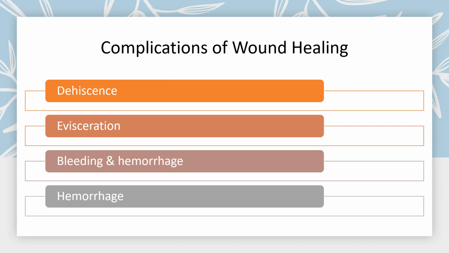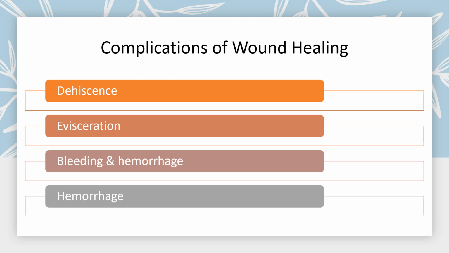Dehiscence generally occurs 7 to 10 days after surgery and is often preceded by serosanguinous discharge from the wound. If dehiscence occurs, the nurse should notify the healthcare provider, administer pain medications as prescribed, cover the wound with moist, sterile dressings, implement IV therapy, and prepare the client for return to the operating room.